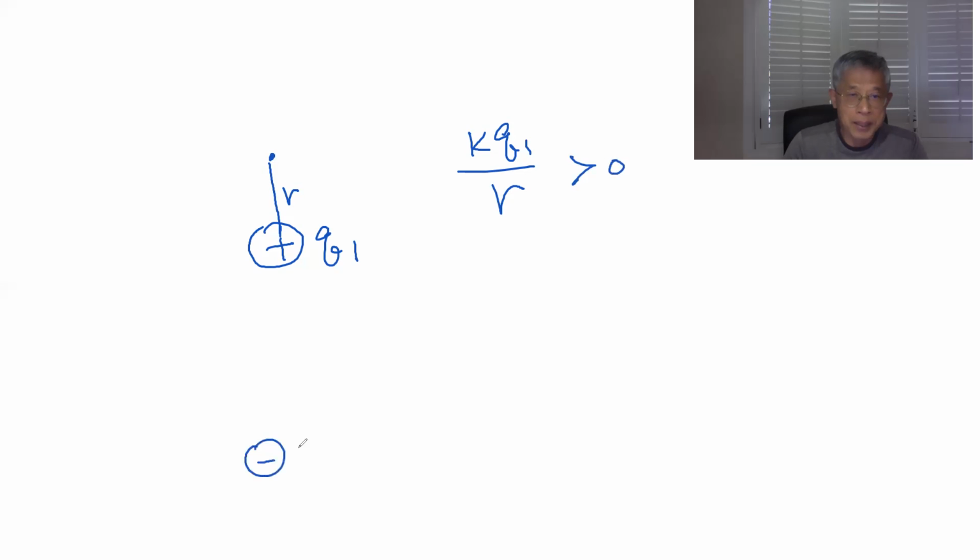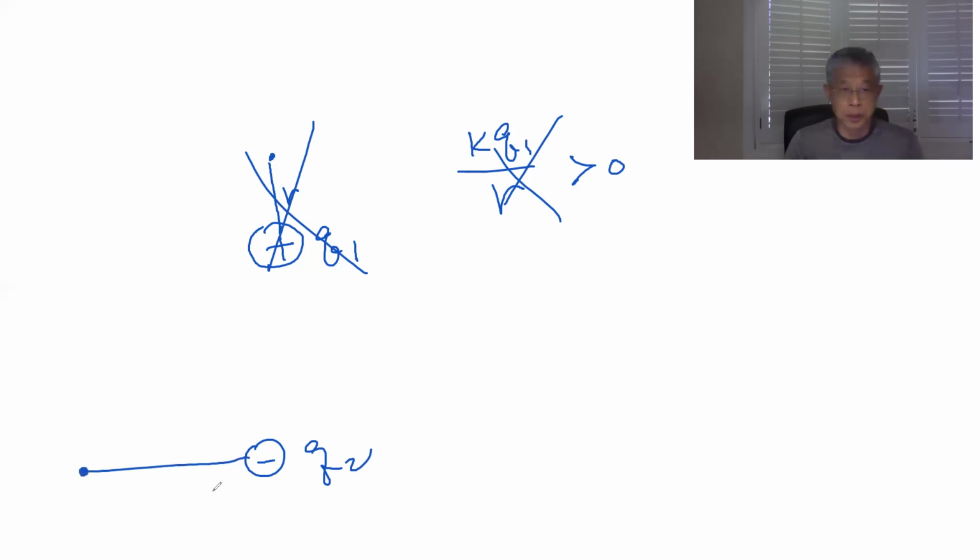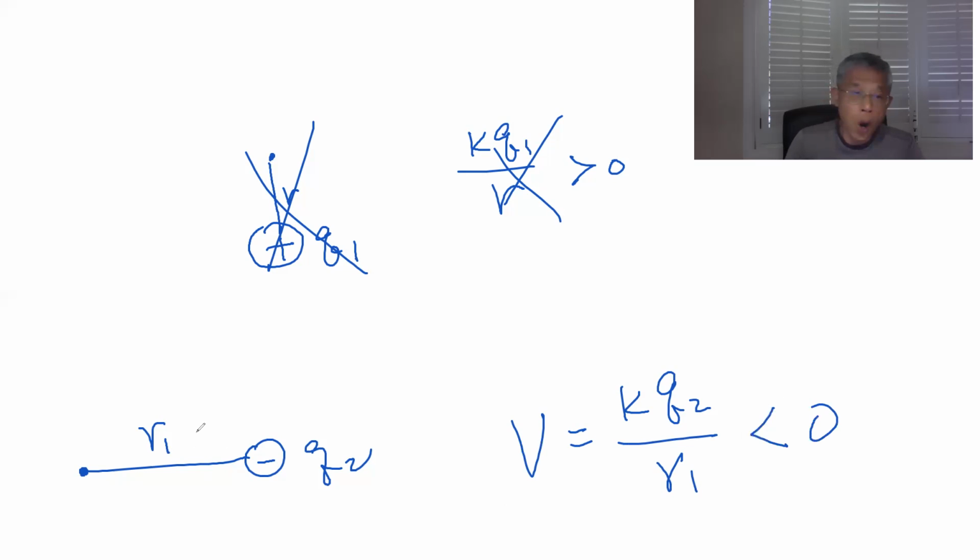If you have a minus sign, let's say Q2, and that's not here anymore. So this is Q2. Let's say you have a point you're interested in. There's no charge there, and this is R1. Then at this point P, the electric potential V is K Q2 divided by R1. And this is negative, so that will be less than 0. The electric potential will be negative all around this Q2. So that is the electric potential definition.